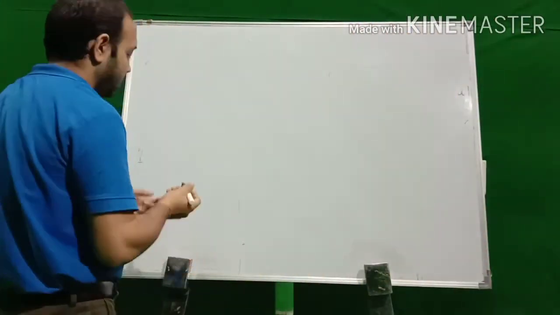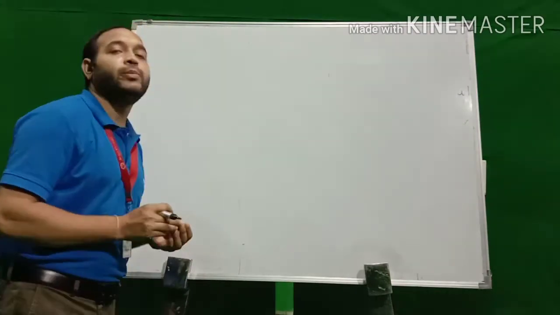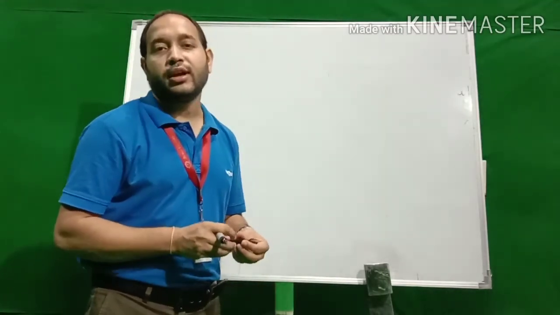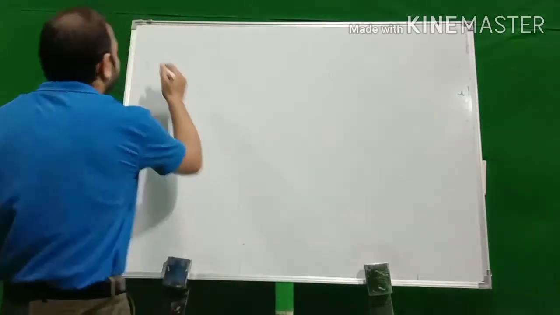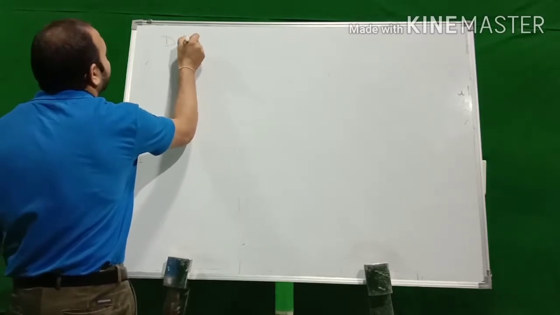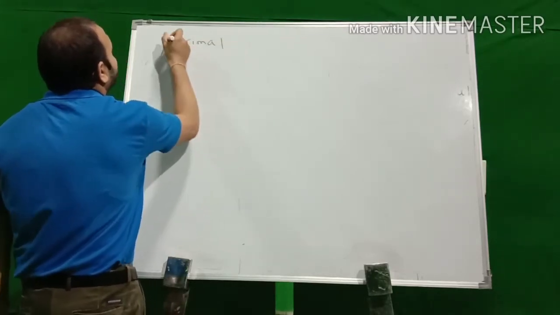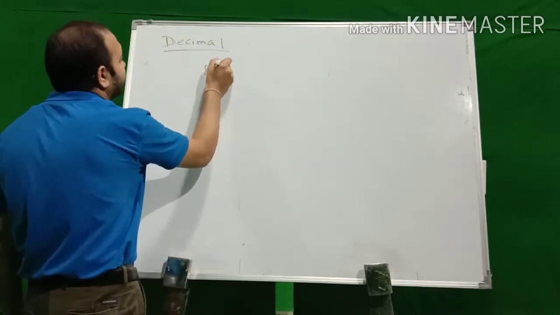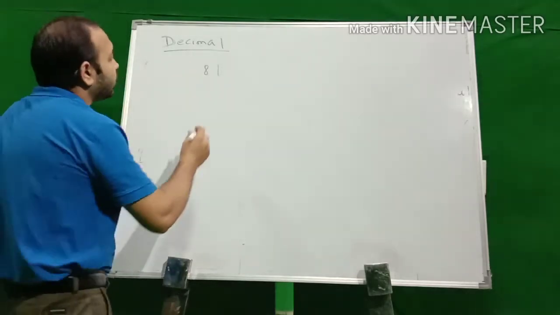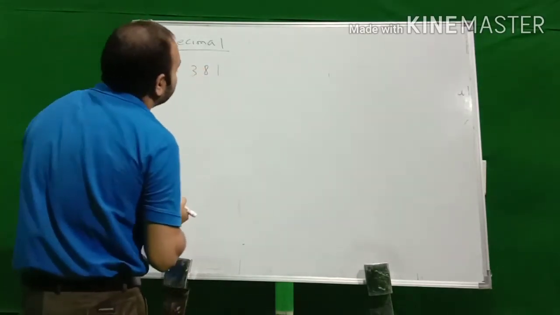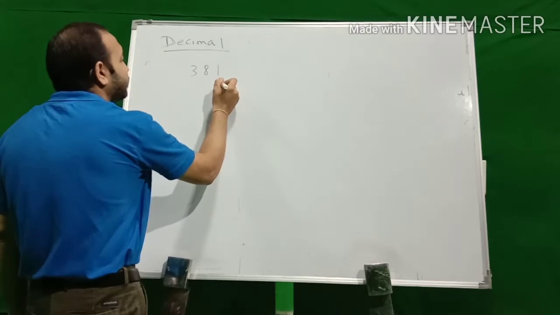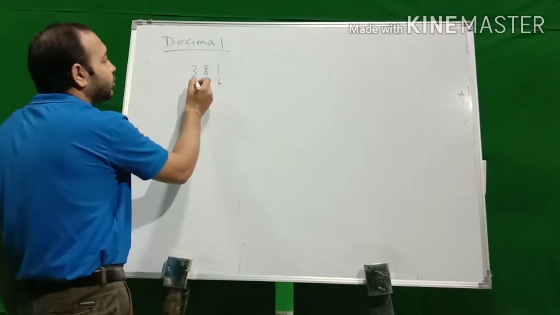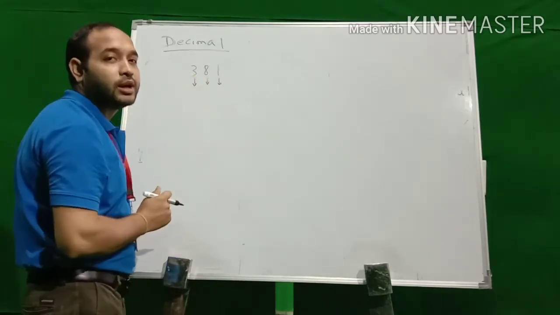Now if you see how to represent a number system, in any number system there is position and there is weight. Like in the decimal number system, if you write any number, suppose I write 381, here you can see this position we call the ones position, this position we call the tens position, and this position we call the hundreds position.